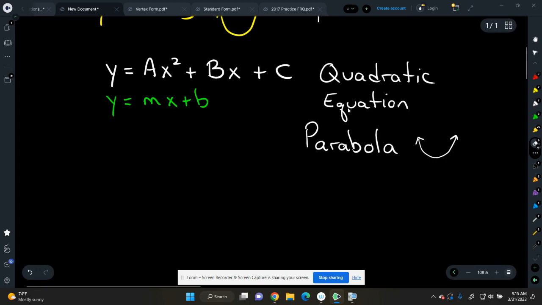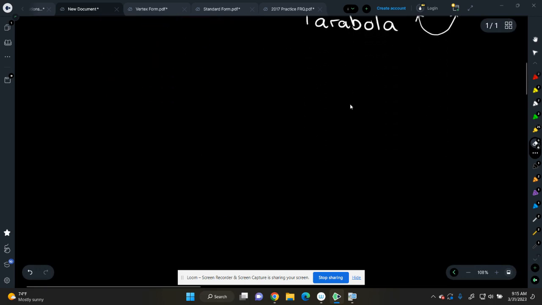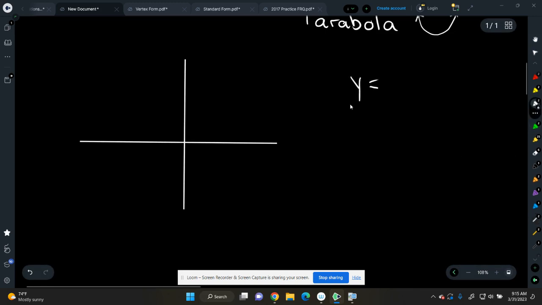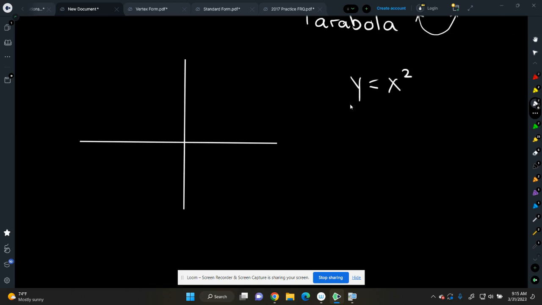Okay, so let's look at some of the properties associated with a quadratic equation. I'm just going to look at a very basic equation, y equals x squared. I know that's quadratic. How do I know it's quadratic? Because the x is squared. What's the shape of this graph?